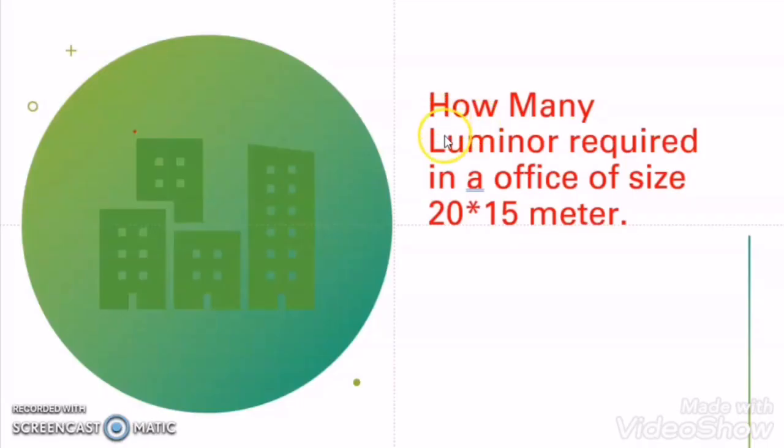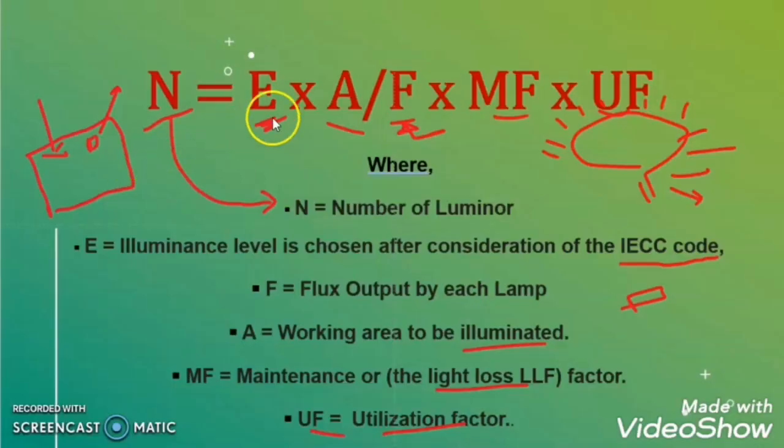Now I have taken one example. As per our example, we have to calculate how many luminaires are required for an office with a size of 20 by 15 meters. What we learned so far, we will utilize in order to calculate the number of luminaires for this office. As we know, we need to find E, A, F, the maintenance factor, and the utilization factor.